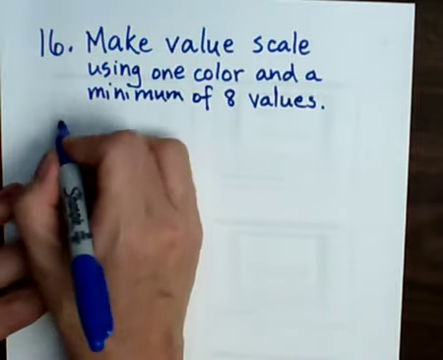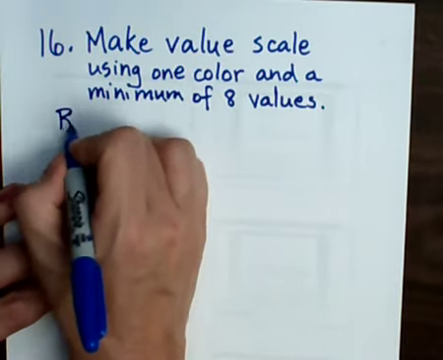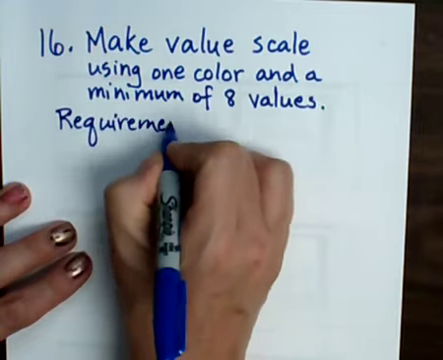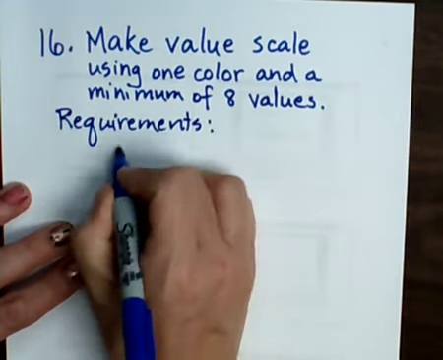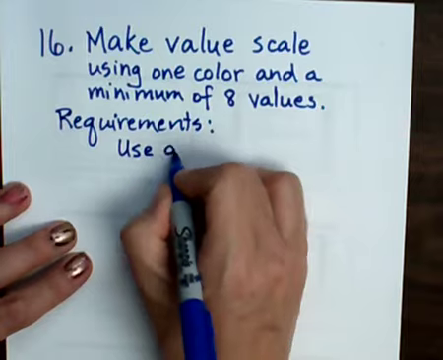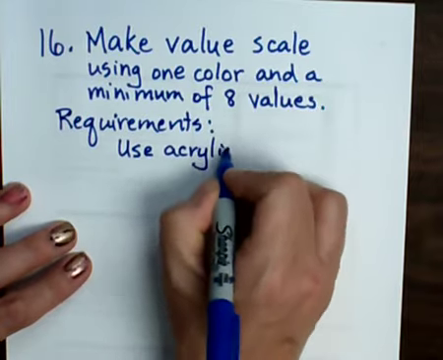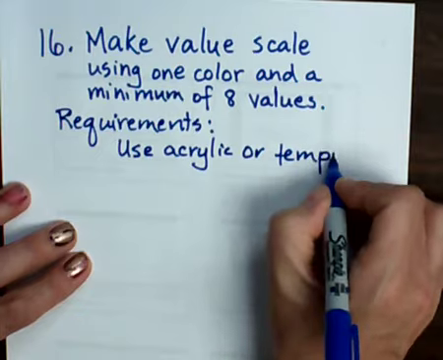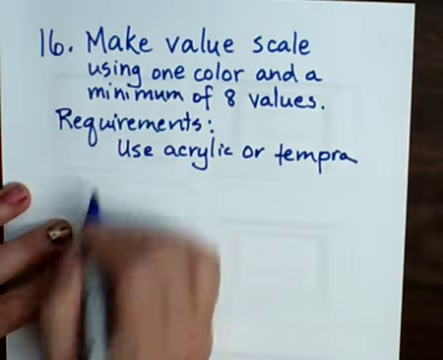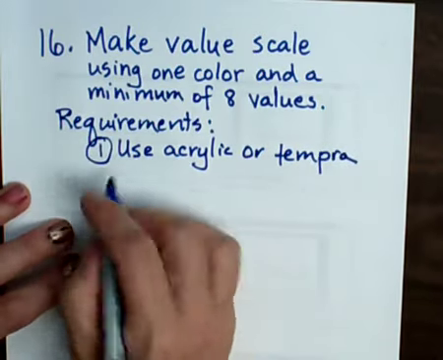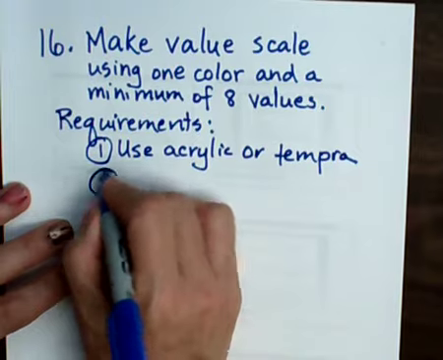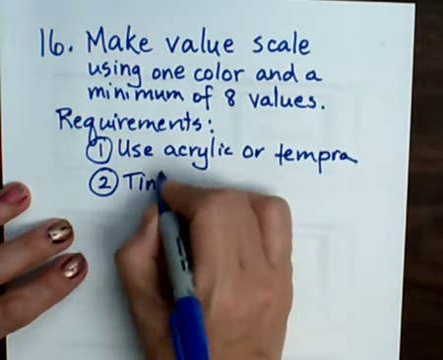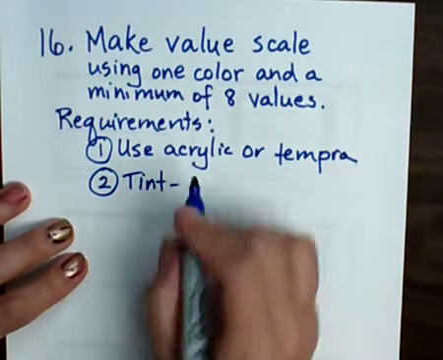Okay, requirements or rules, or I don't know what I want to call them. Requirements. I want you to use acrylic paint. Acrylic or tempera, I guess. You can use tempera if you want to. All right. Here's number 1 rule. Number 2 is for your tint. This is really important so you don't use tons of paint.